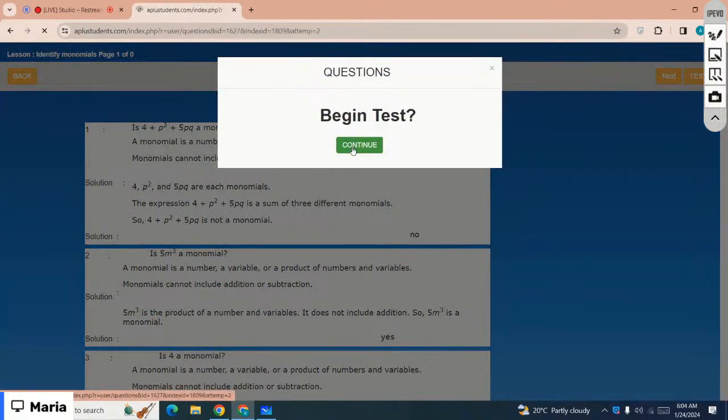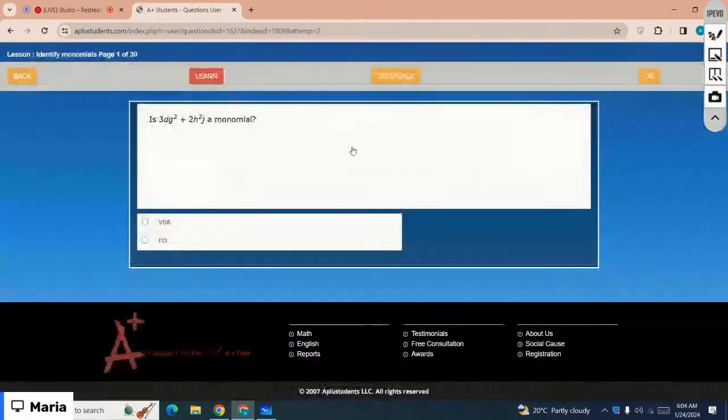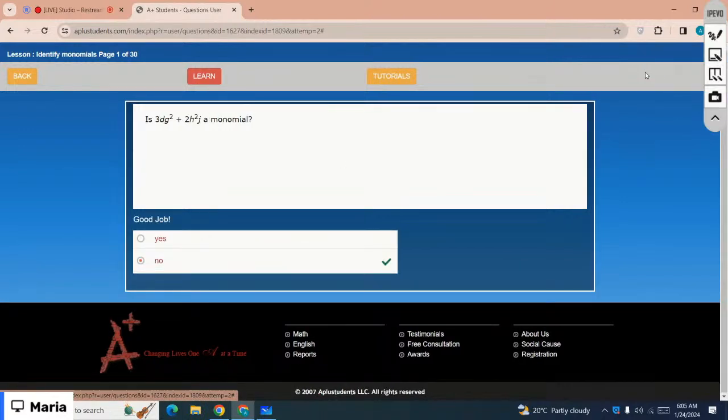It can be a variable, a number, a product of a variable and a number, but it doesn't include addition or subtraction, right? So the first example is: is 3dg square plus 2h square j a monomial? So which is the correct option? Yes or no? It includes a positive sign, right? That means it is not a monomial. The correct option is no. It isn't a monomial.